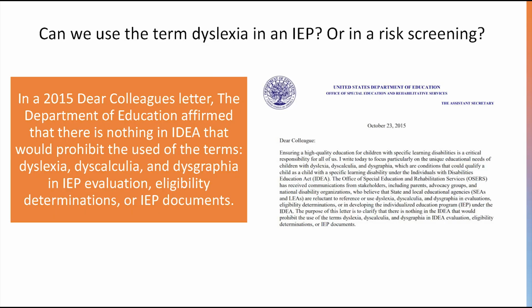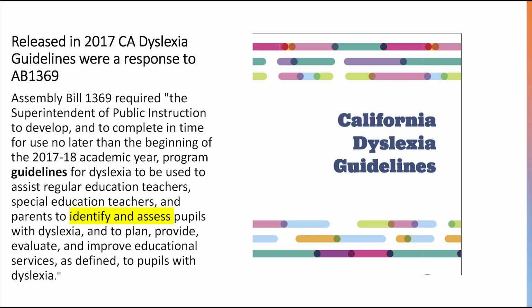Anyway, this is just saying that you will be supported by the Federal Department of Education and the state if in a psychoeducational evaluation, you do use the term dyslexia. So the California Dyslexia Guidelines, which came out in 2017, part of that was that in the 2017 academic school year, guidelines for dyslexia be used to assist regular education teachers, special education teachers, and parents to identify and assess pupils with dyslexia. And again, in the initial guidelines, it was just guidelines for best practice. And now we have a mandate for a screening for our students.